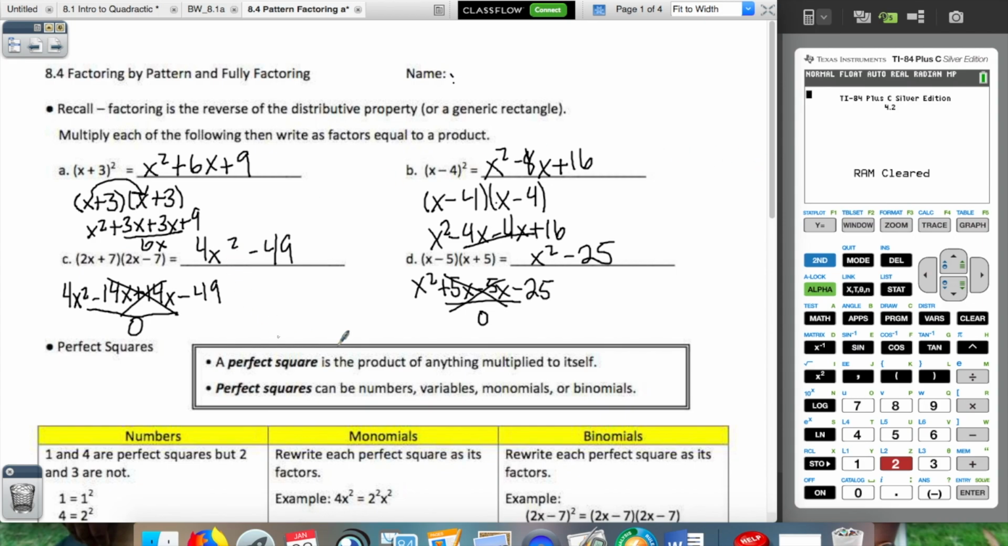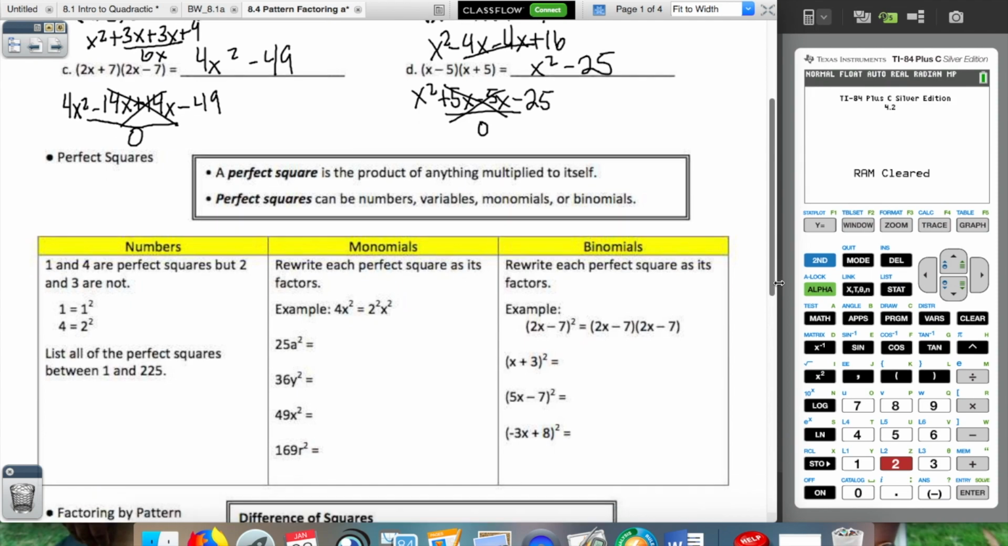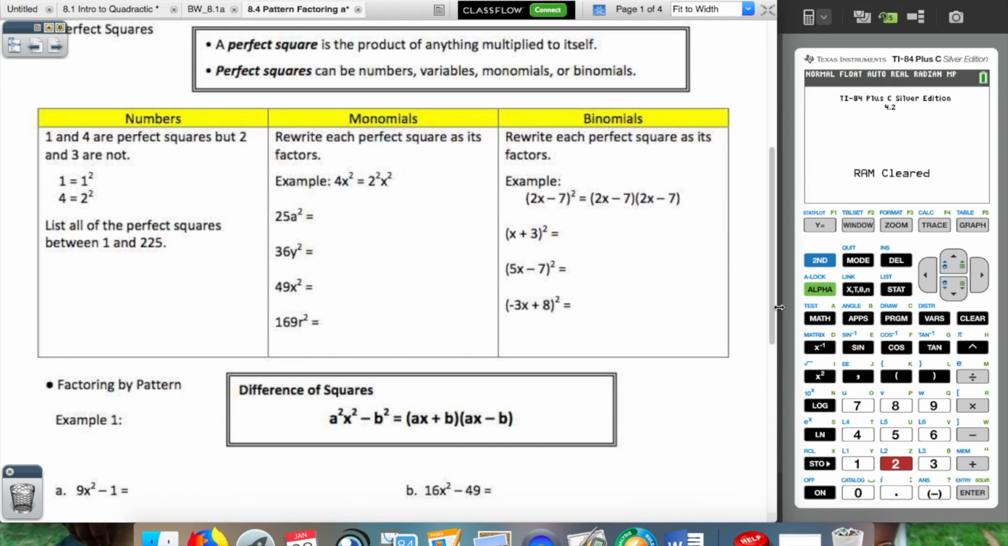Interesting. Look, I wonder if any of you have made some observations about what we might be looking at today. Alright, so let's talk about perfect squares. Perfect squares is the product of anything multiplied by itself. Perfect squares can be numbers, variables, monomials, or binomials.